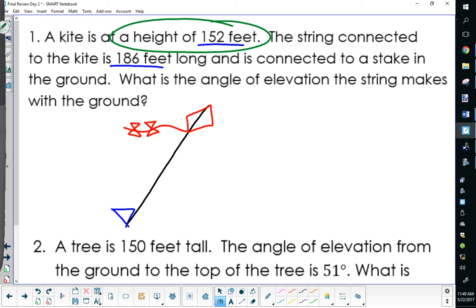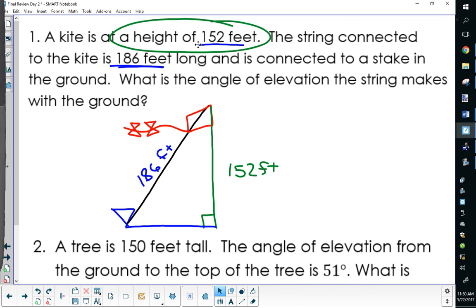So how do I show a height? How do I measure height? Up and down. I'm going straight to the ground. That's 152 feet. If we measure straight to the ground, straight up and down, what else does that tell you about this thing? It's a 90-degree angle right there, and it's going to come back to here. There's my triangle, 90-degree angle. The kite's 152 feet off the ground, and the string is 186 feet, so this is 186.